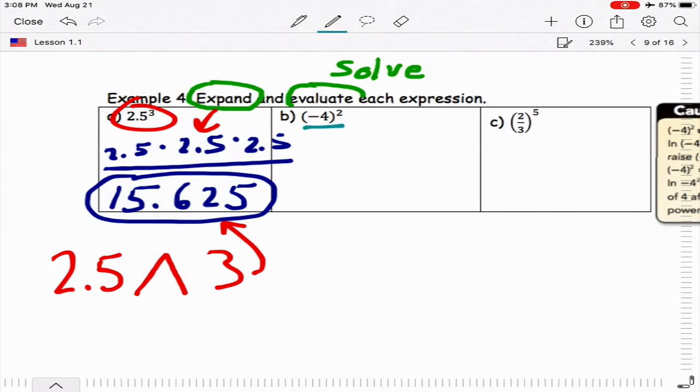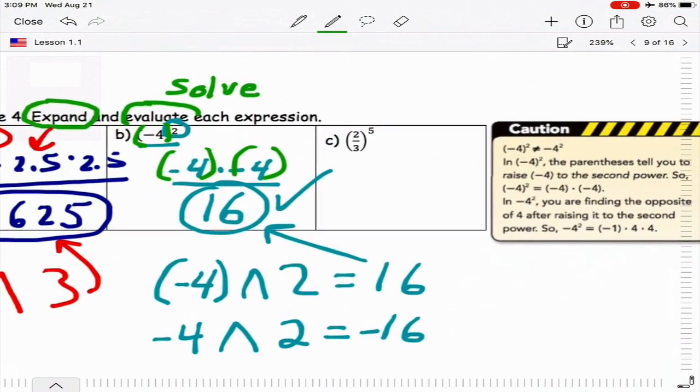So here we have to expand first, right? Because there's parentheses, I'm writing -4 twice, and I'm writing it twice because the exponent is 2. And then I'm solving this. -4 times -4 is positive 16, and I'm done. All right, let's go to letter C now.